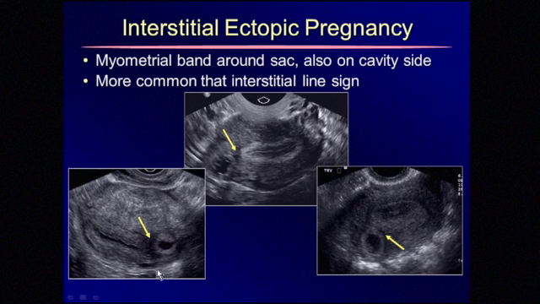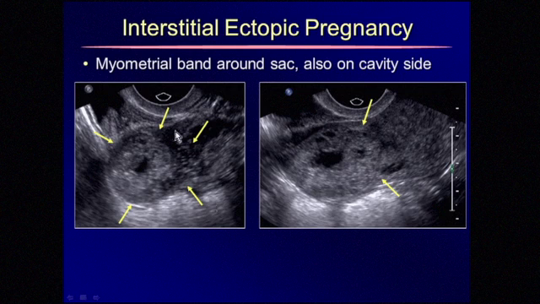Here you can see it on another patient. We have a break in the myometrium, and then we have the bulge and the gestational sac. Here's another example. There's the interstitial ectopic pregnancy, and we have a band of hypoechoic myometrium separating the two. I think that's a much more valuable sign.